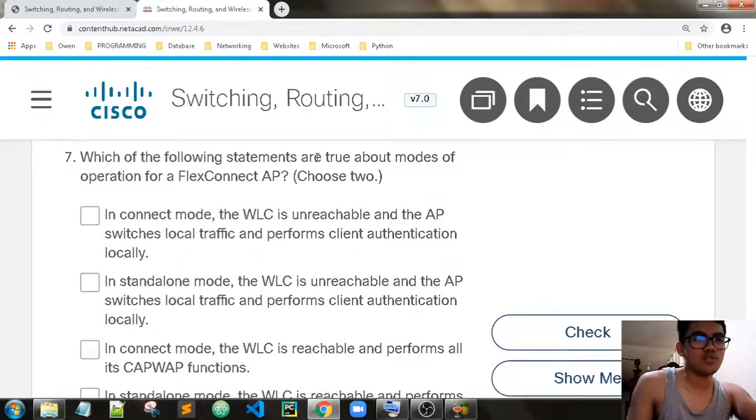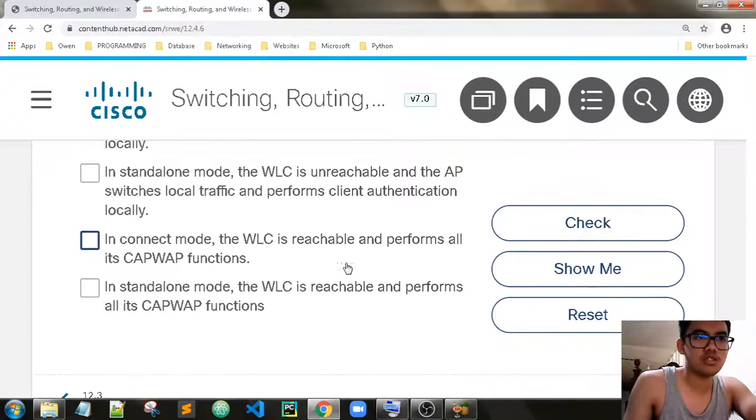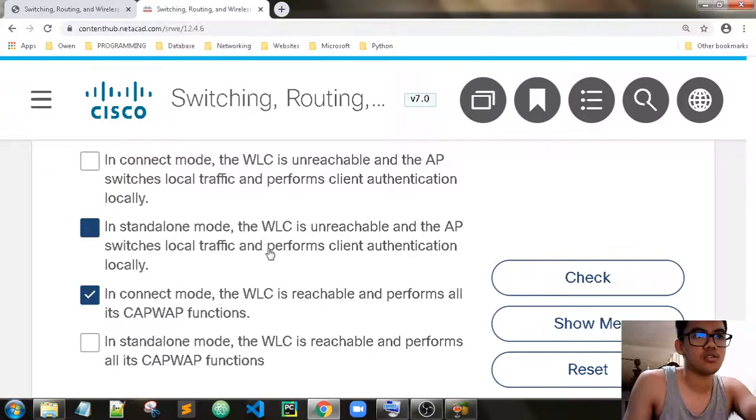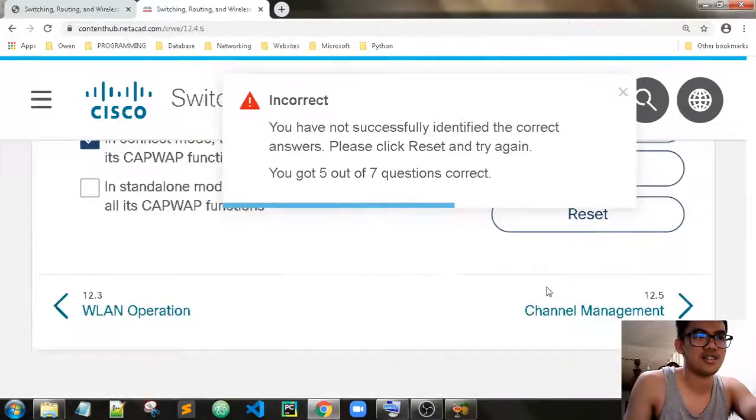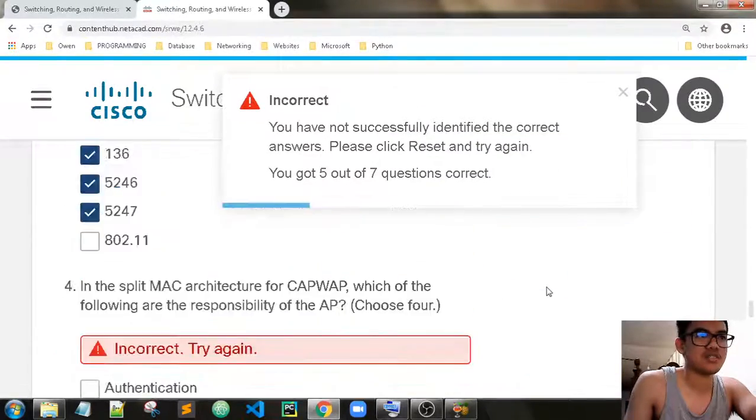Which of the following statements are true about modes of operation for a FlexConnect AP? In connected mode, the WLC is reachable. In standalone mode, the WLC is unreachable and the AP switches. So we all got the correct answers except for this one.